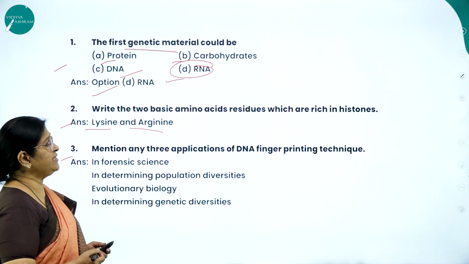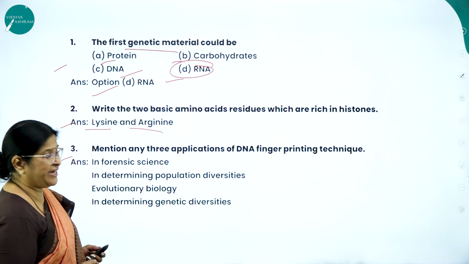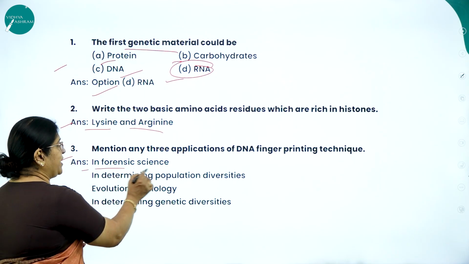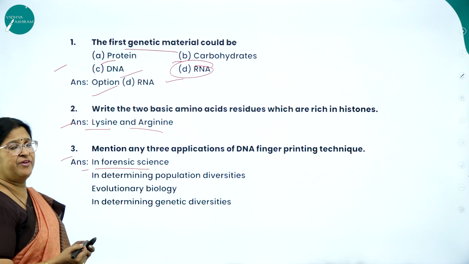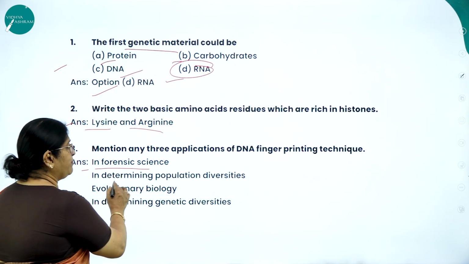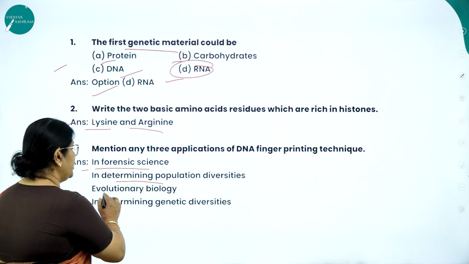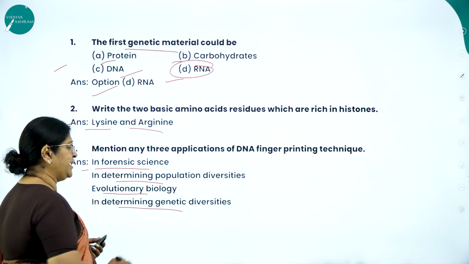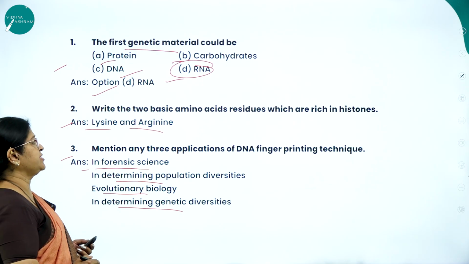So mention any three applications of DNA fingerprinting technique. It is applied in forensic science to identify the culprits or the criminals who have committed the crime, in determining population diversities, evolutionary biology, and in determining genetic diversities.